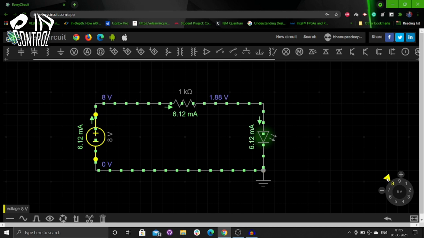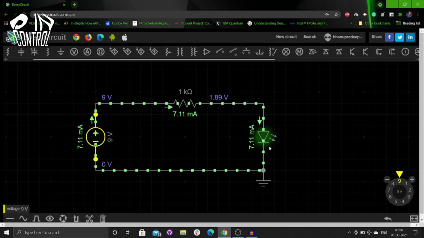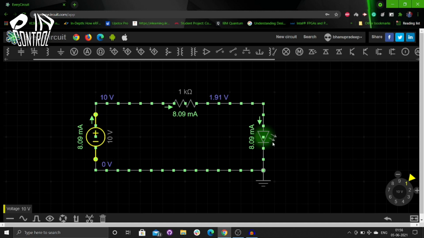It is 1.88, somewhat nearer to 2 volts. Now apply 9 volts. You can observe that it is slightly glowing. When you apply 10 volts, it is giving 1.9 volts. You can observe some bright light.